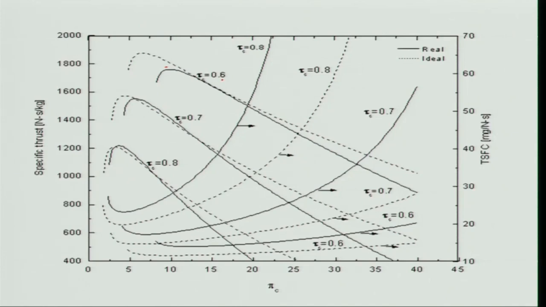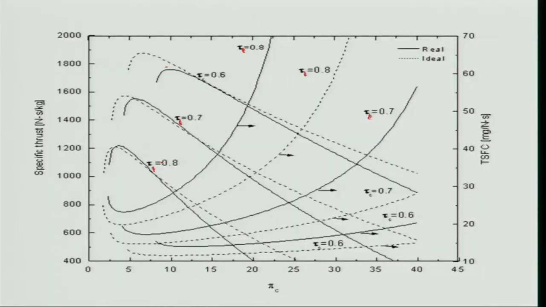And as you go on increasing this temperature ratio across the turbine, you will find that the specific thrust decreases. What is the meaning of that? Because the temperature ratio across the turbine is increasing, it is the other way around, which means expansion in the turbine is low. Because this is 1 minus 0.8, it will be 0.2, and that much expansion will be there.